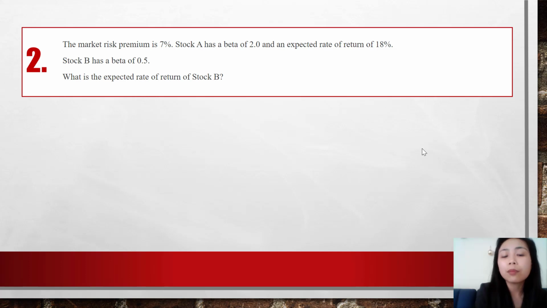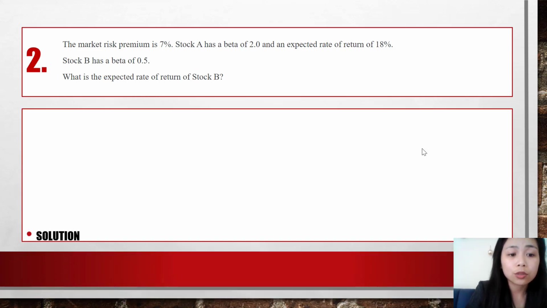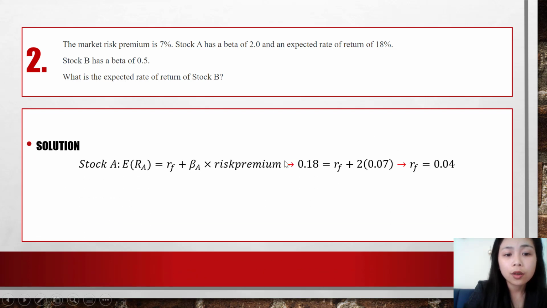This problem makes use of beta of investment rate. So let's write out beta of A and beta of B. Solution. For stock A, the expected return of stock A is equal to RF plus beta A times risk premium. This is from the equation between expected return and beta, right? The risk premium here is the risk premium of the market. And the risk premium of the market is 0.07.